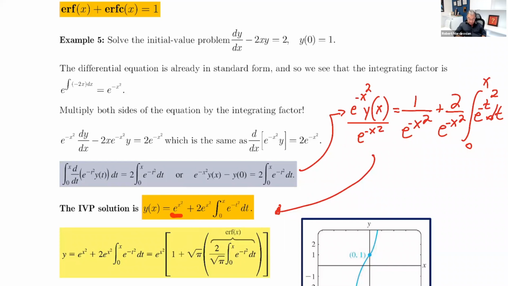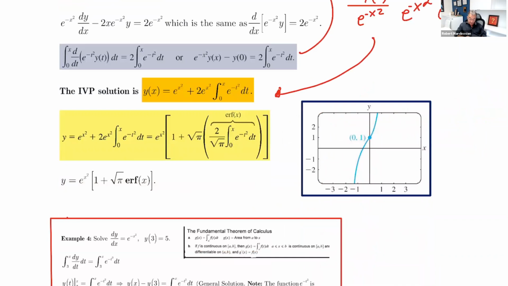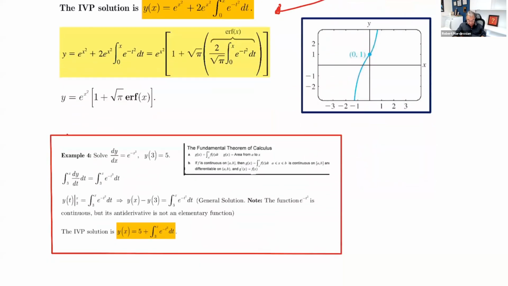Now from here, we can factor out e to the x squared, and we can take this side and multiply the top and the bottom by square root of pi. And if you do that, this becomes the error function. So another way of writing the solution, you can say the solution is e to the x squared times 1 plus square root of pi times the error function, because by definition, this is the error function.